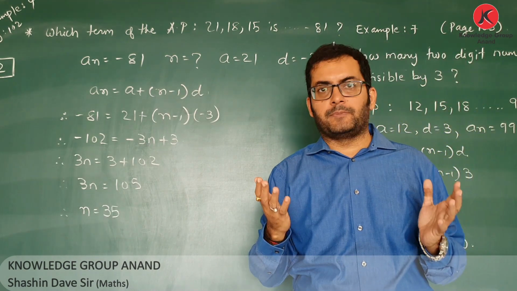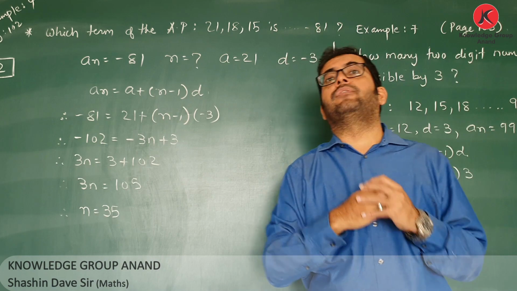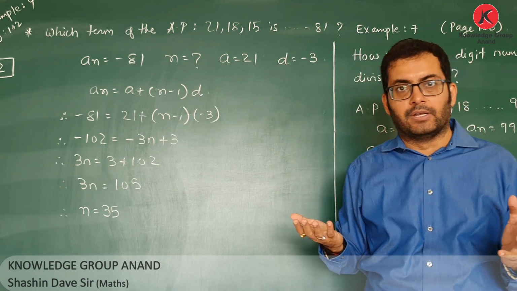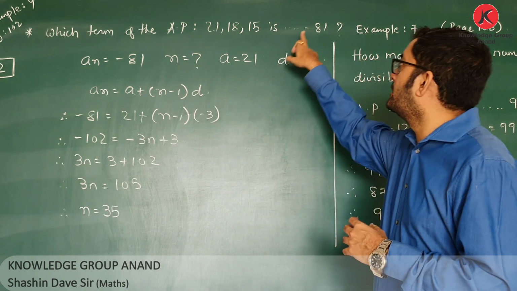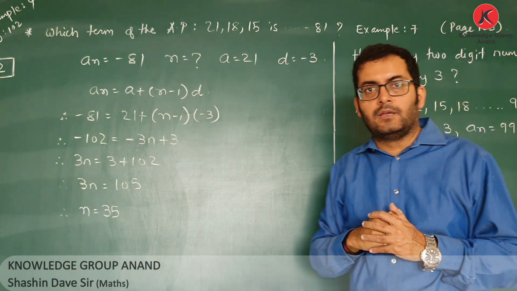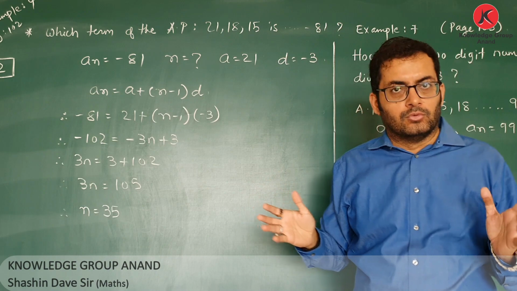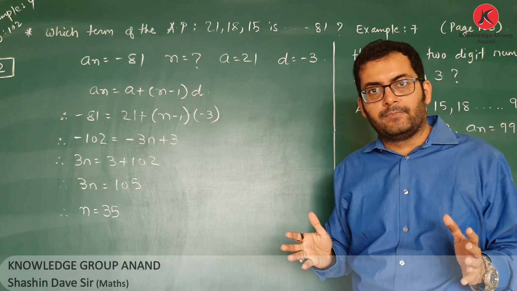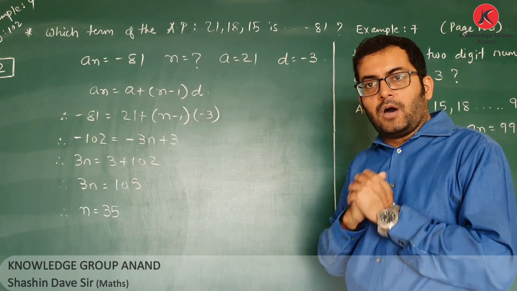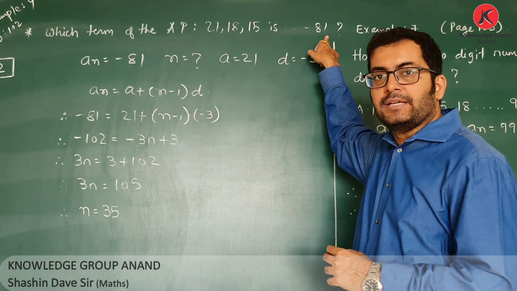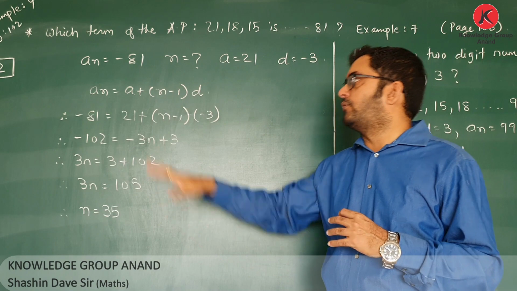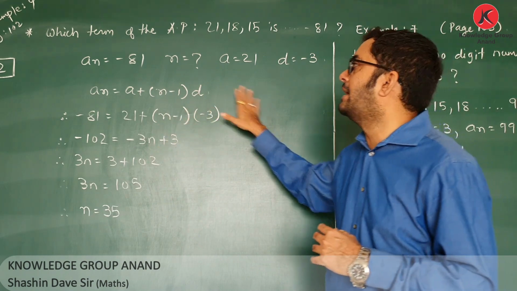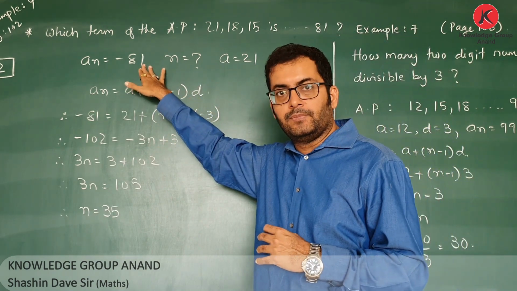Now what is the difference in this particular question? The number of terms, n, is not given. But the last term of the AP, that is the nth term of the AP, minus 81, is given. So there is nothing new to do. We are going to use the same formula. Now, the nth term of the AP is minus 81. The nth term is represented as an. So for this particular example, the value of an is minus 81.